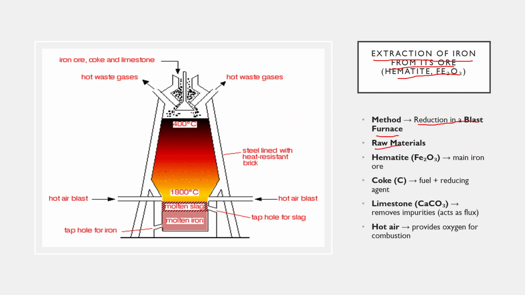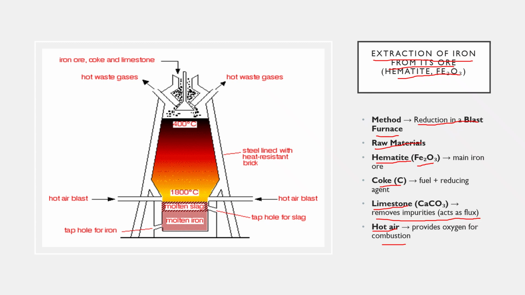What are the raw materials for this process? The first raw material is hematite. What is hematite? Hematite is the ore of iron, and the formula is Fe2O3. Next is coke. Coke is a solid form of carbon, and it is fuel plus reducing agent. Next is limestone, formula CaCO3. Its function is to remove impurities and act as a flux. Next is hot air, which provides oxygen for combustion.